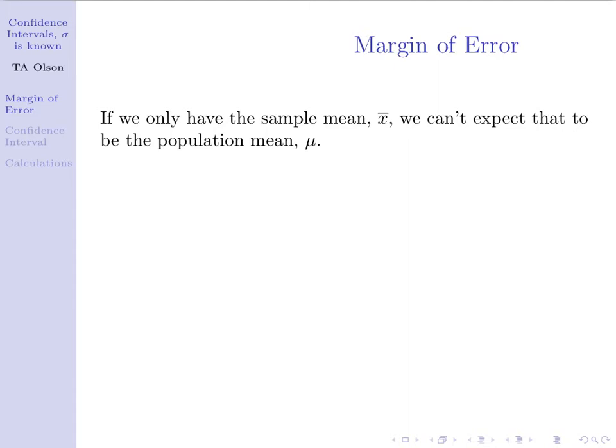All right, so what we've seen so far in class, right? If we only have a sample mean, we can't expect that to be the population mean, right? Sometimes it is, but most of the time it's not. So what we like to do is calculate something else and look around our sample mean to try to estimate the population mean.